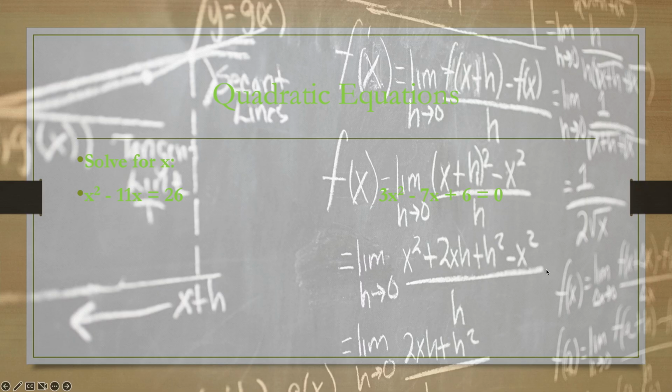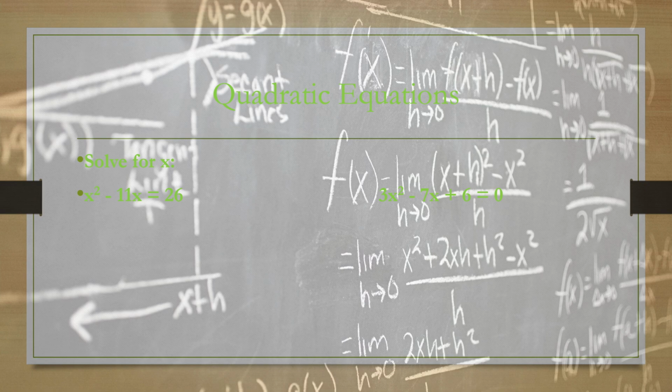All right. Now, this is a little tough to see, sorry, but it says quadratic equations. It looks a lot better on my screen. Solve for x. x squared minus 11x equals 26, and 3x squared minus 7x plus 6 is equal to 0. Factor each, solve. Go ahead.